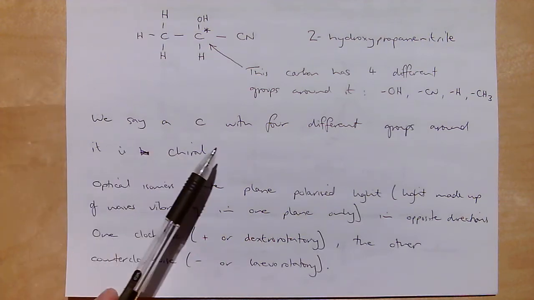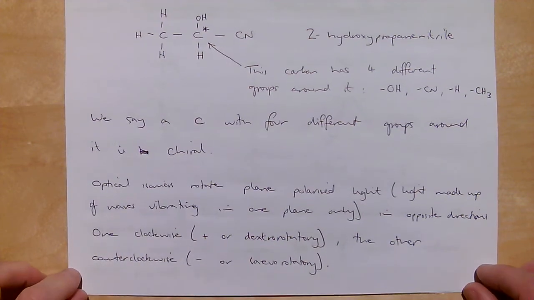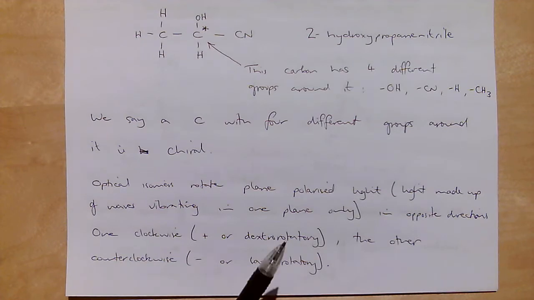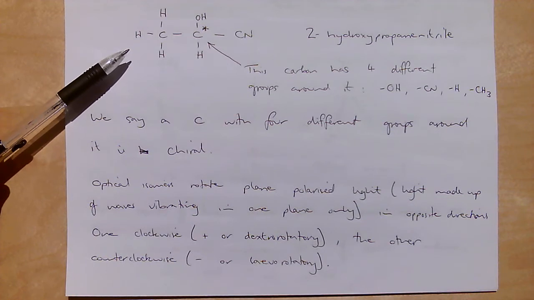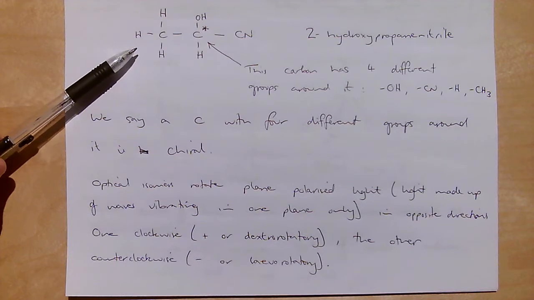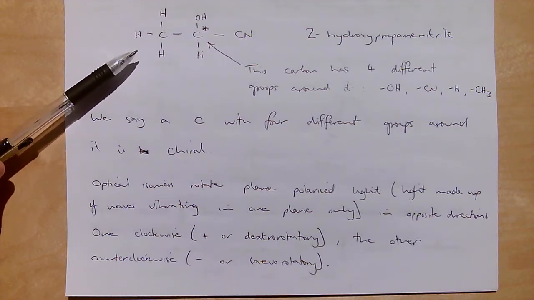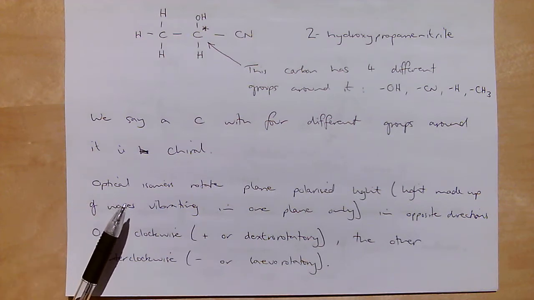So we say a carbon with 4 different groups around it is chiral. Optical isomers rotate plane polarized light, light that's made up of waves vibrating in one plane only, in opposite directions. One of your enantiomers, one of your optically active isomers, would rotate plane polarized light clockwise, and the other one would rotate plane polarized light anti-clockwise.